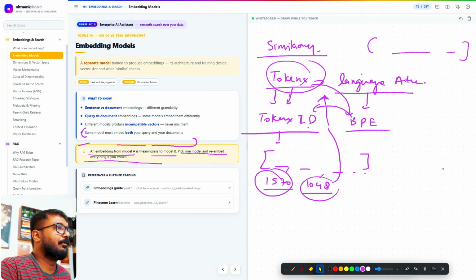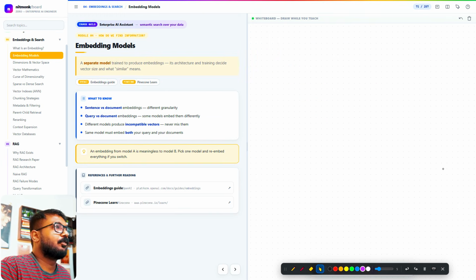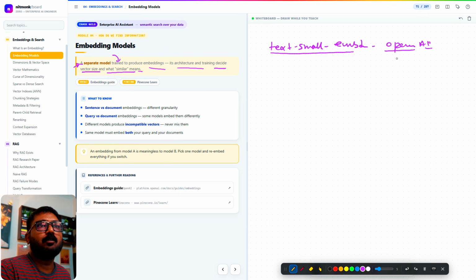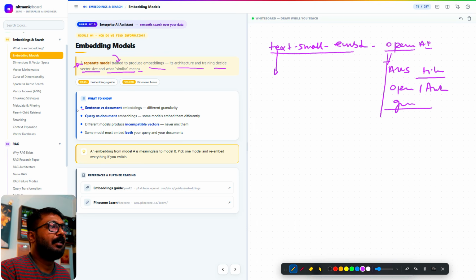Each dimension is a learned feature of meaning, non-human readable, because these are numbers, so you cannot read those numbers. Now look at embedding models. Inside embedding models, you see there is a separate trained model to produce embeddings. Its architecture and training decide vector size and what similar means, correct? So text-embedding-3-small by OpenAI generates those embeddings. Other providers like AWS Titan, OpenAI, Anthropic, Gemini, all provide these models so that you can pass your text and generate the embeddings, correct?